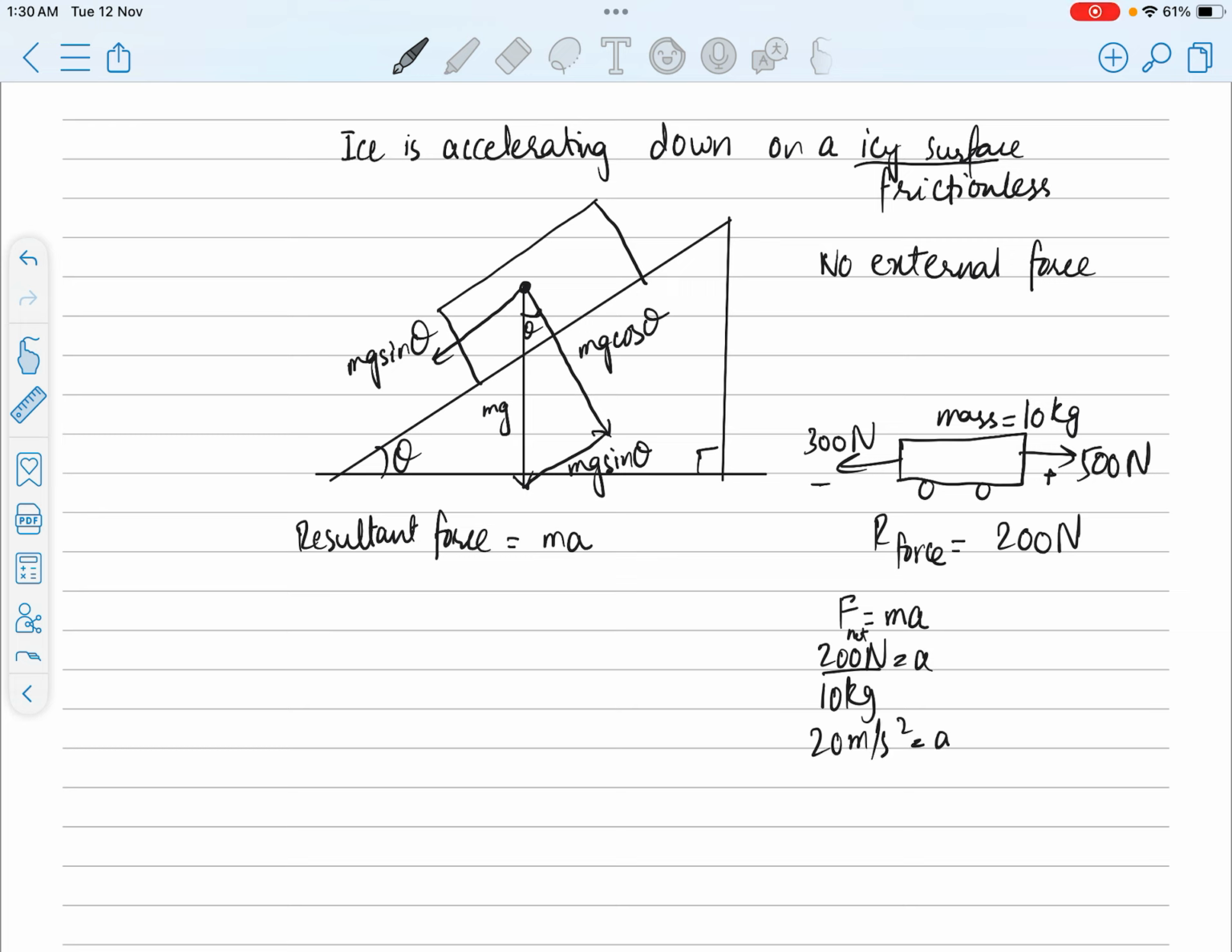So in this case there is no friction, the only forward force is mg sine theta. There is no friction, neither is there any other forward force, the only forward force is mg sine theta equals ma. So if we want to find the acceleration, we make a the subject, mg sine theta divided by m will give you acceleration, so g sine theta will give you acceleration. This is the formula for finding the acceleration on an icy surface.